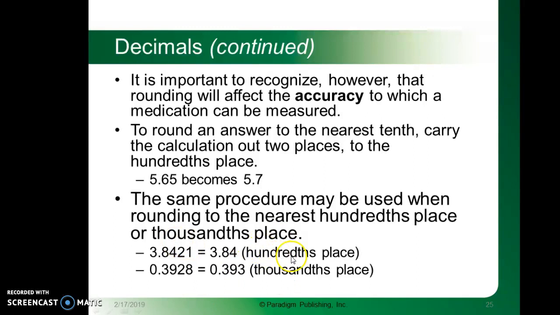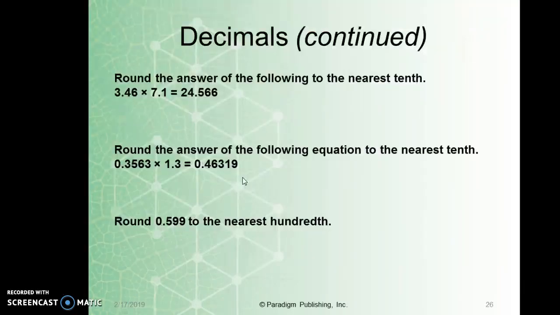The reason why we're rounding decimals is that sometimes in pharmacy you can't measure to the thousandths place, or sometimes not even to the hundredths place. Most of the time we'll measure to the tenths place, which is the 5.7, the number right of the decimal. Because of syringes, whenever we're measuring syringes or measuring in liquid format, sometimes it's hard to measure to the hundredths or thousandths place. So it's very important to round off.